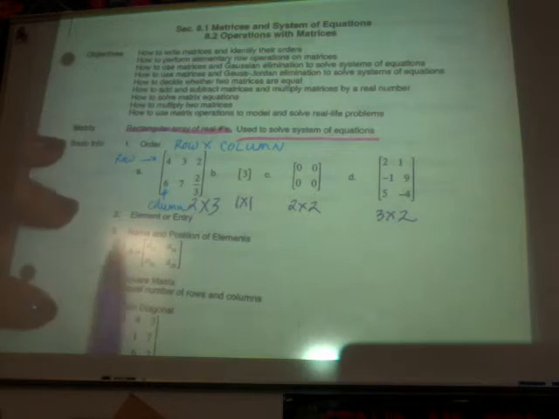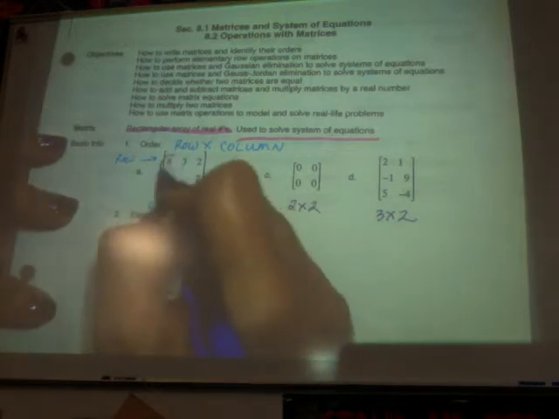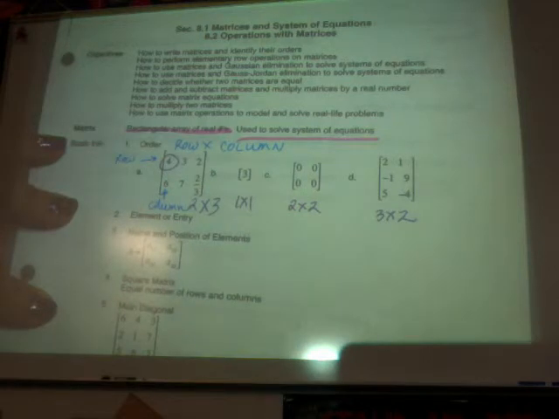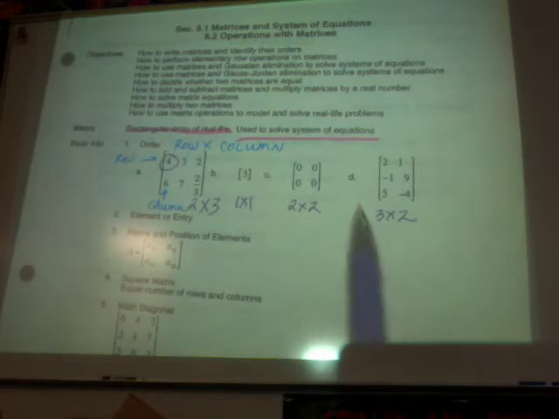And then we have these elements or entries. Each item within the matrix is called an element, or it could be called an entry. And it has a specific directional spot, so to speak. So if I said name the element that's in the 3rd row, 2nd column on D, what number would you tell me?